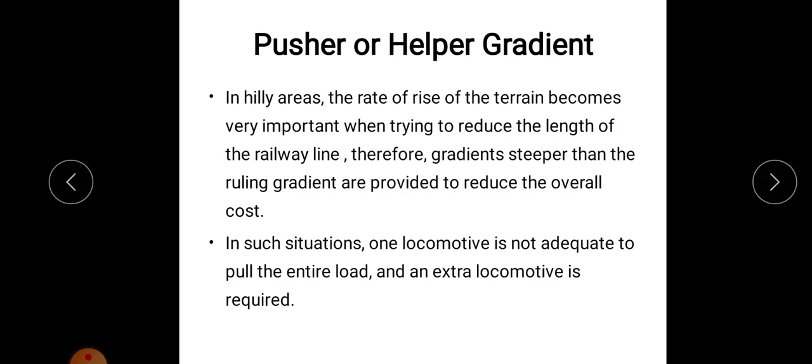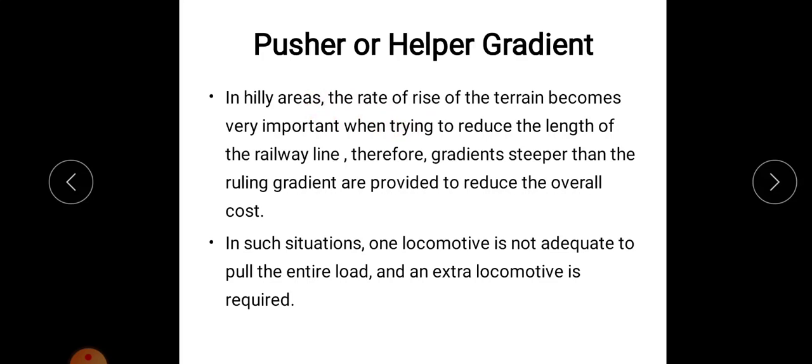Then the third type is pusher or helper gradient. This type of gradient is provided in hilly regions. In hilly areas, the rate of rise of the terrain becomes very important, because in hilly areas we are going to reduce the length of the railway line in order to reduce the cost. So gradients steeper than the ruling gradient are provided in the case of hilly regions. In hilly regions, we have to reduce the overall cost of construction by reducing the length of the railway line. So we have to give a steeper gradient. That gradient is known as pusher or helper gradient.